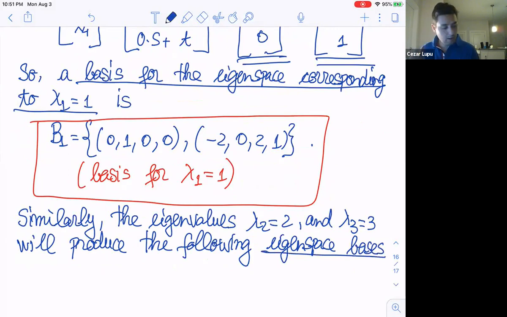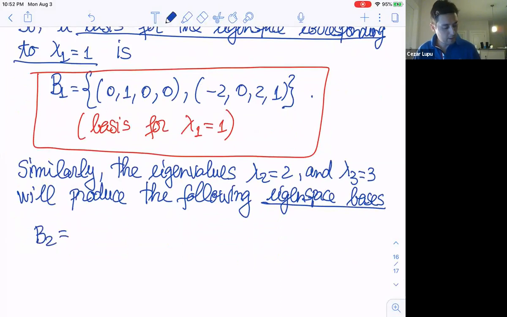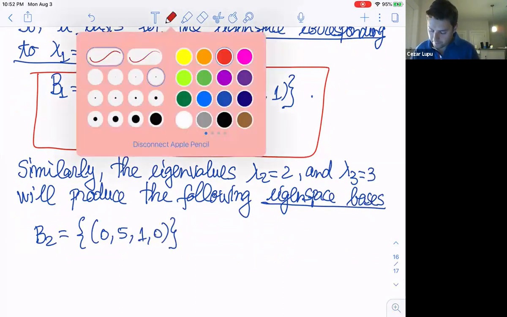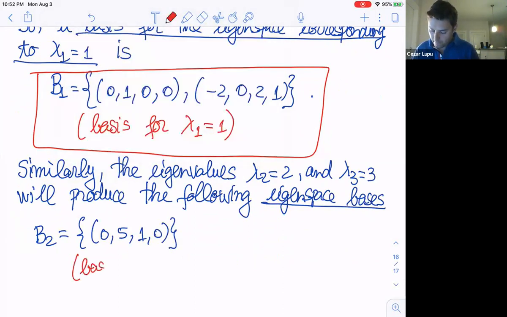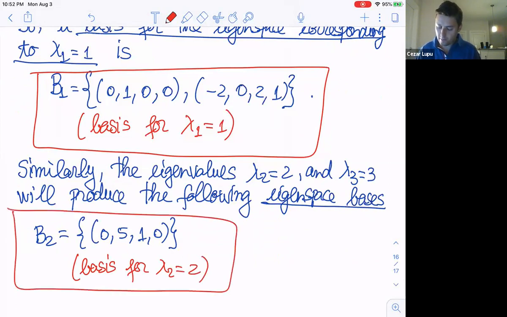Right? And according to my computations, B2 is, let me see, well, it's only (1, 0, 5, 1, 0). Okay, so this is a basis for lambda 2 equals 2. Okay, that's beautiful.